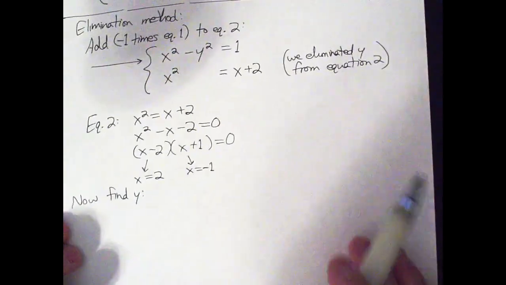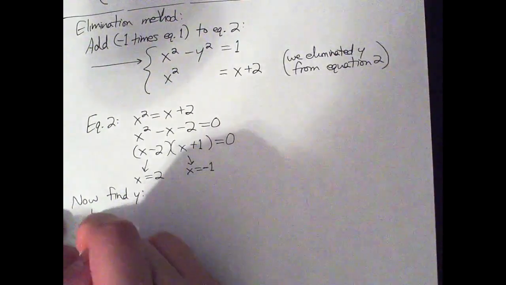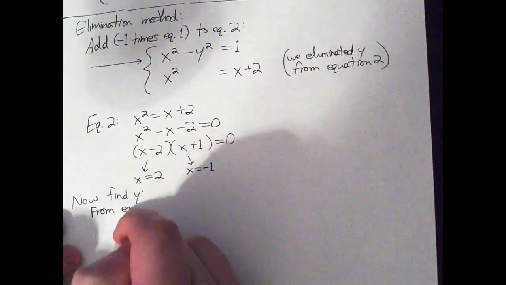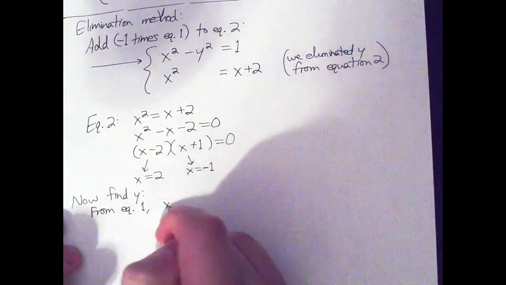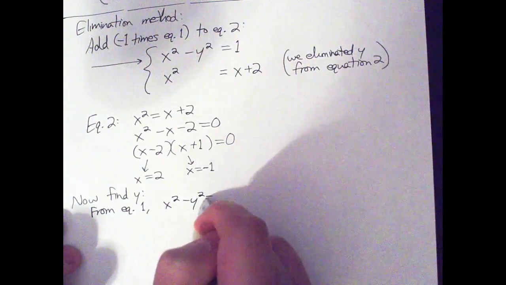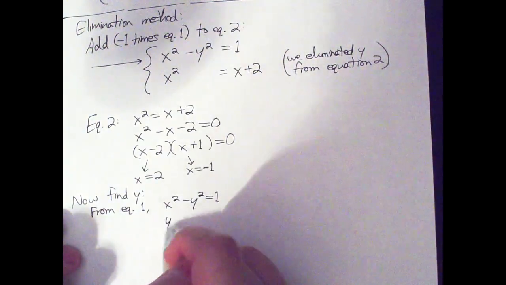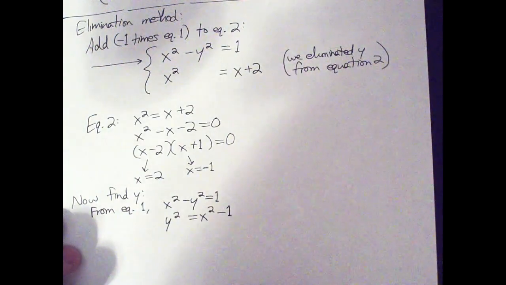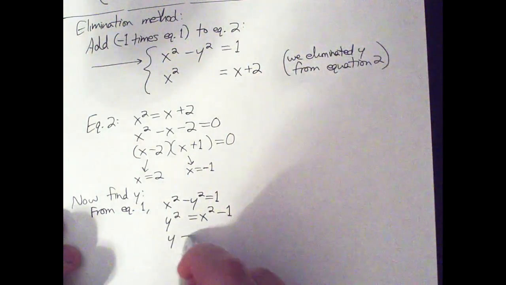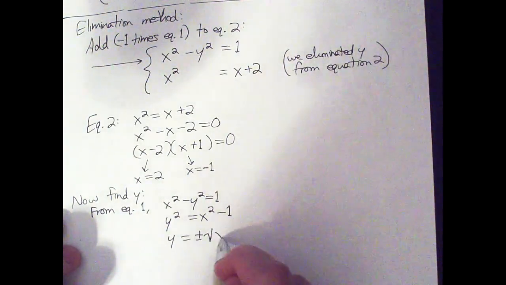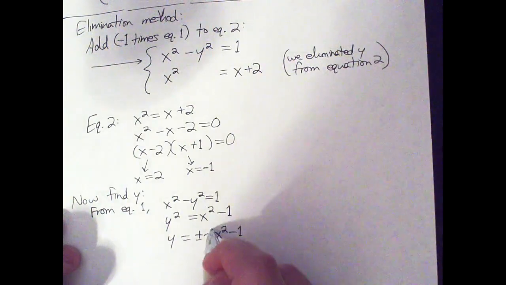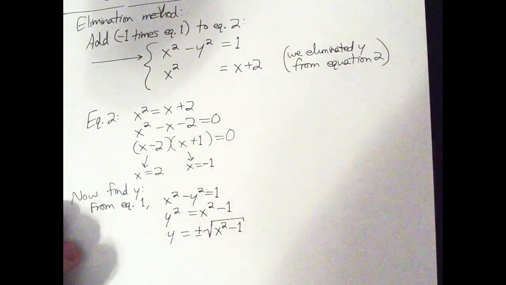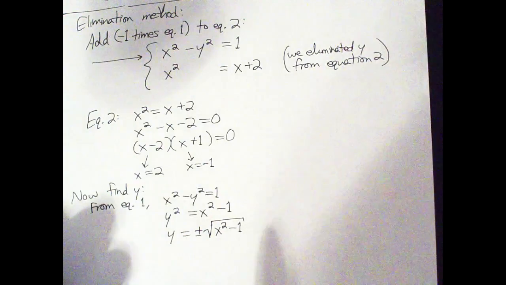So I decided to go back to equation 1. From equation 1, it says x squared minus y squared equals 1, and I rearranged this to y squared equals x squared minus 1, which got me y equals plus or minus the square root of x squared minus 1. Don't forget the plus or minus.